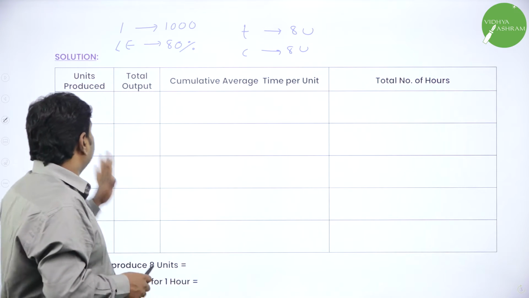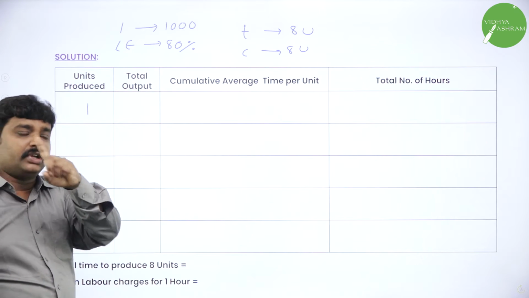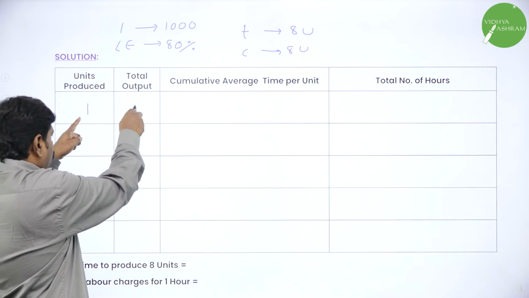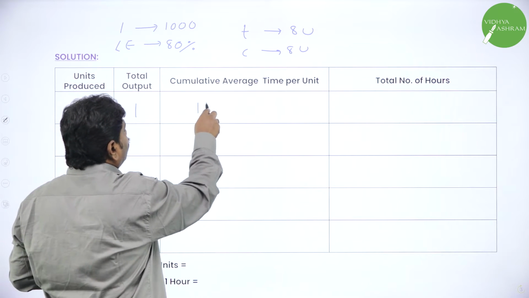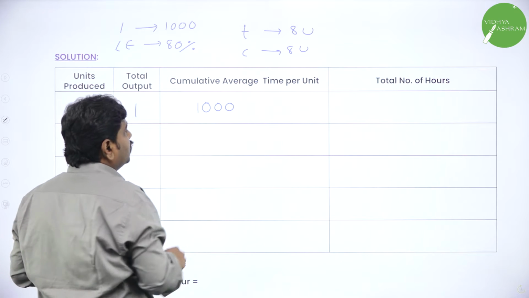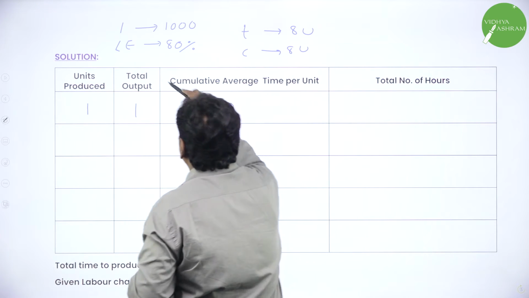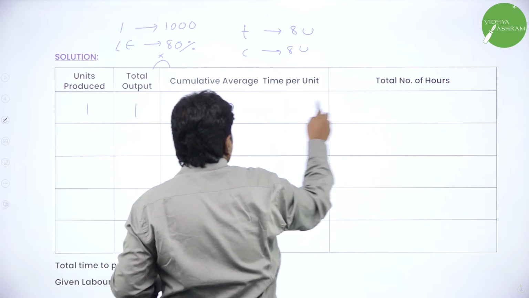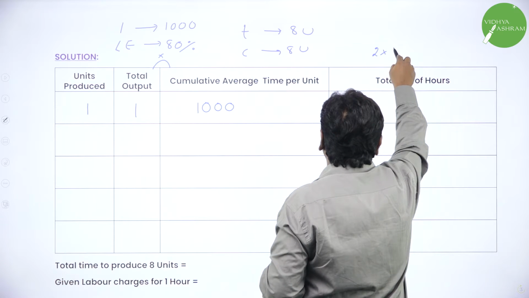So will do that. First entry is simple, 1 unit. Units produced is how much? 1 unit. Output is what? 1 only. When you produce 1 unit, output is 1, and time for first unit they give how much? 1000. This is given, enter it. And then total number of hours 1000. See, total number of hours means you should multiply these two. This column is obtained by multiplying second column and third column.